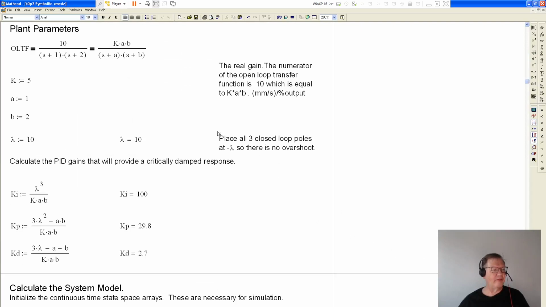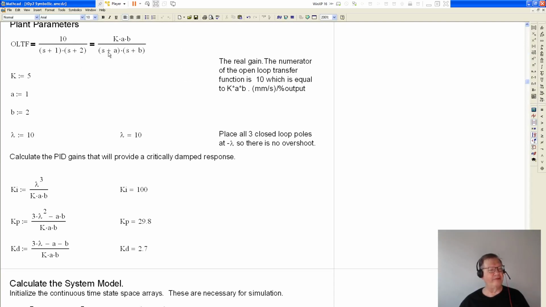So this is the original equation again, and this is how I've assigned the values symbolically. So we have k equal to 5, a equal to 1, b equal to 2, and I have lambda equal to 10. So it's pretty easy to calculate these gains.